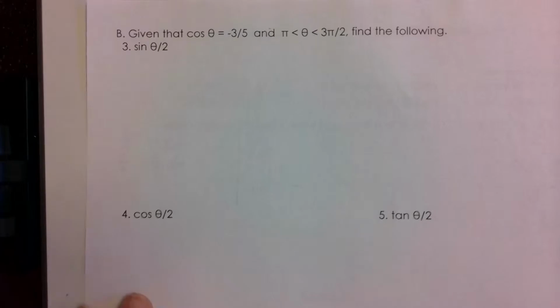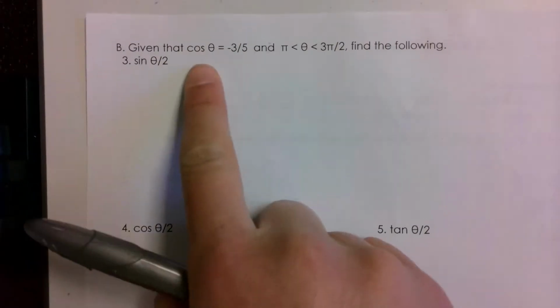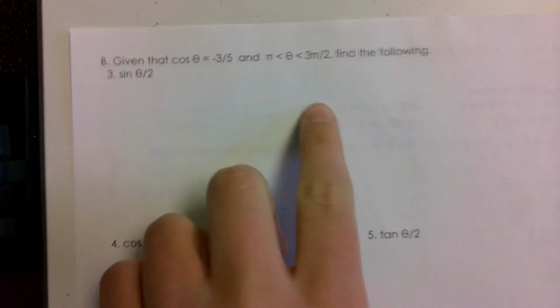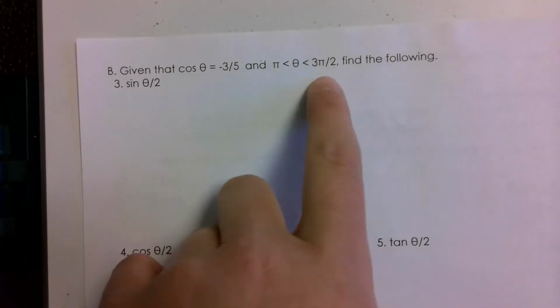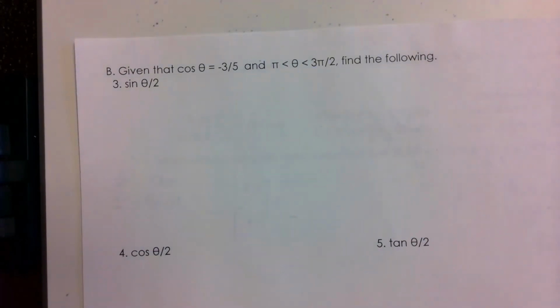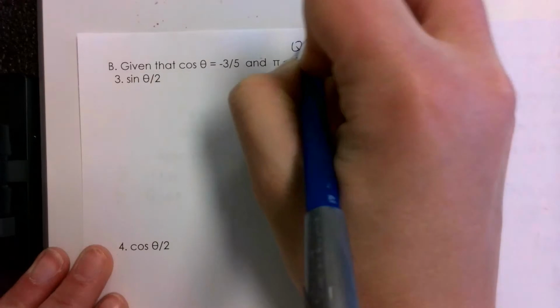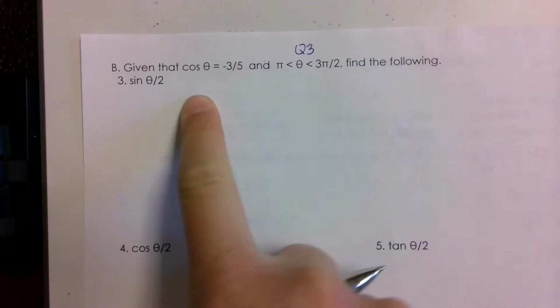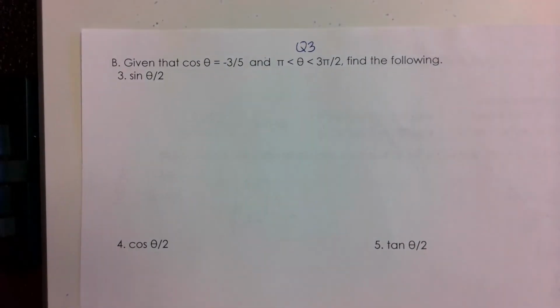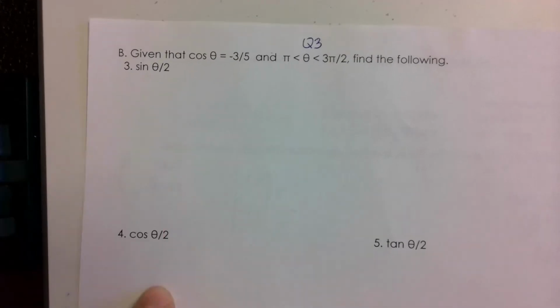So the next section, they're giving you that cosine of theta is negative 3 over 5. They're telling you that theta is going to fall between pi and 3 pi over 2. So what quadrant is that in? Quadrant 3. And so we've got to find sine of theta over 2, cosine of theta over 2, and tangent of theta over 2. So before we do any of that, we're going to do that triangle and find sine of theta and tangent of theta so we can use it for the rest of them later.